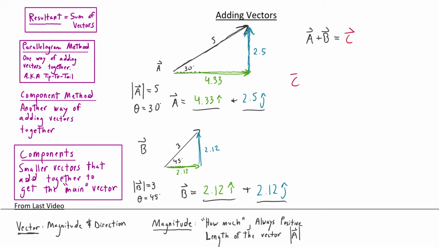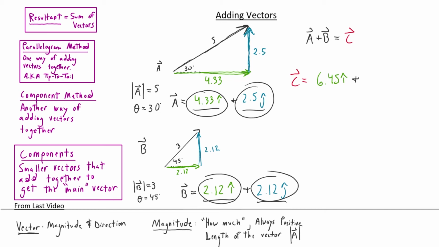So my resultant, my sum, C, will equal 4.33 plus 2.12, 6.45 in the x, and 2.5 plus 2.12, that's 4.62 in the y. It's as simple as that. This is the Cartesian vector form of our resultant, C. And I can draw a picture of C based on this.